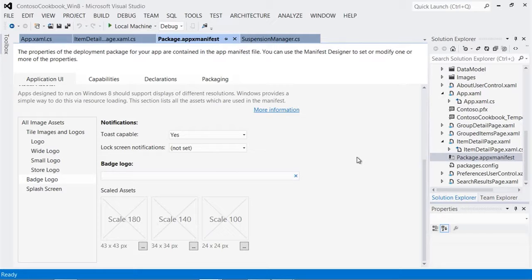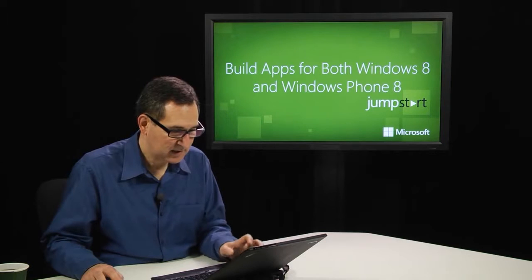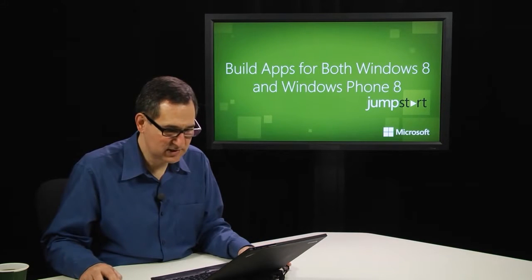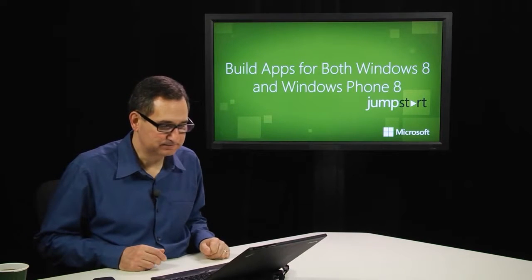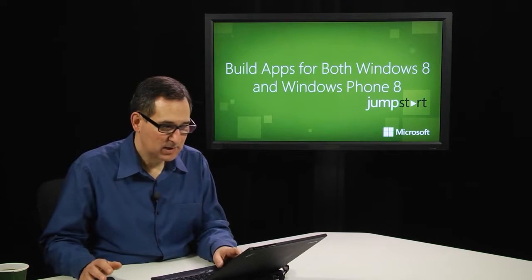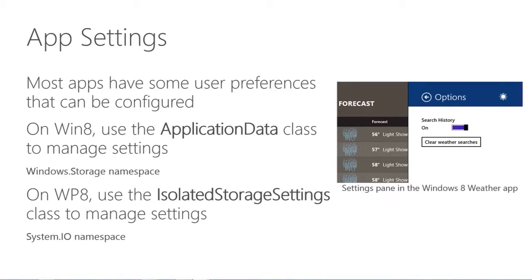Okay, let's go back to PowerPoint and continue on our journey to comparing the various system level stuff in Windows 8 and Windows Phone 8. So we talked about local storage earlier. One other thing that's also important is app settings. And so there are contracts for settings, but there is also a place where you want to store your settings. And unfortunately, there is no overlap between Windows 8 and Windows Phone in terms of how you do that.